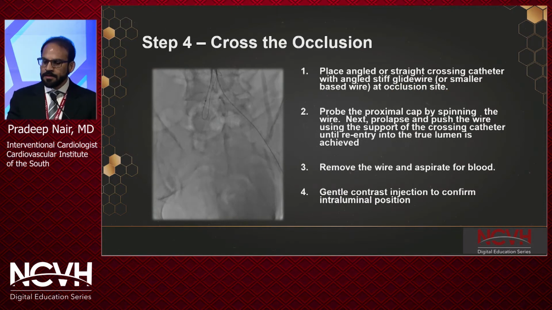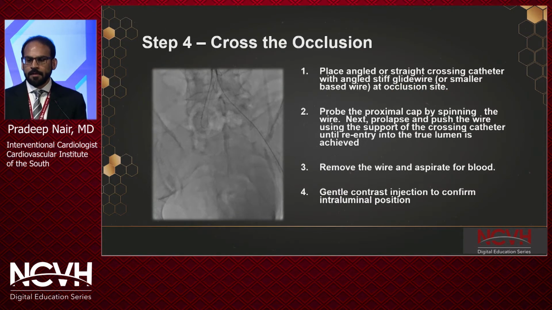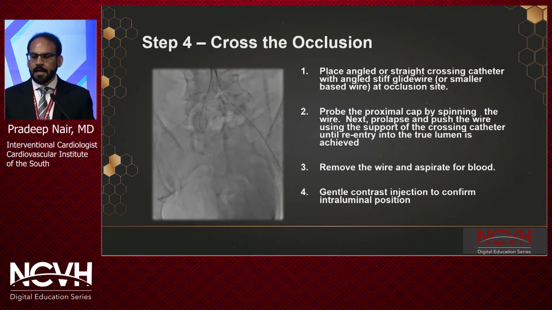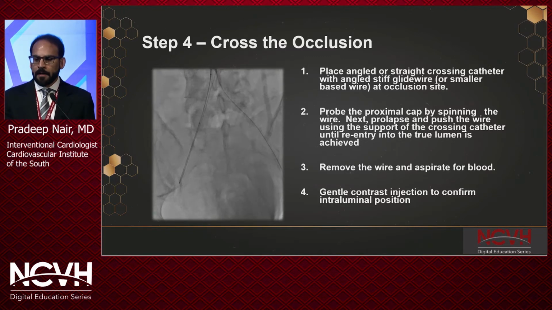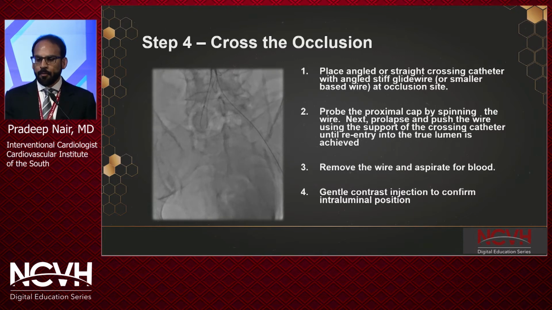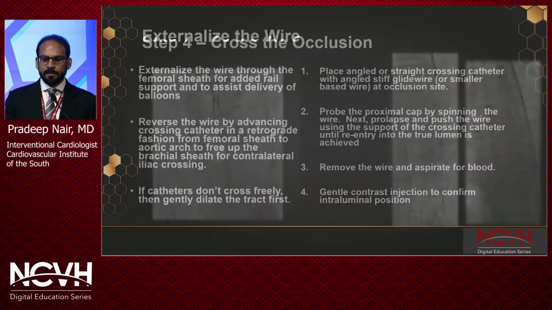Step 4, cross the occlusion. So you place an angled or straight crossing catheter with an angled stiff glide wire at the occlusion site. You probe the proximal cap by spinning your wire and then prolapse and push the wire using the support of the crossing catheter until you re-enter the true lumen. You remove the wire and aspirate for blood and perform a gentle contrast injection to confirm intraluminal position.